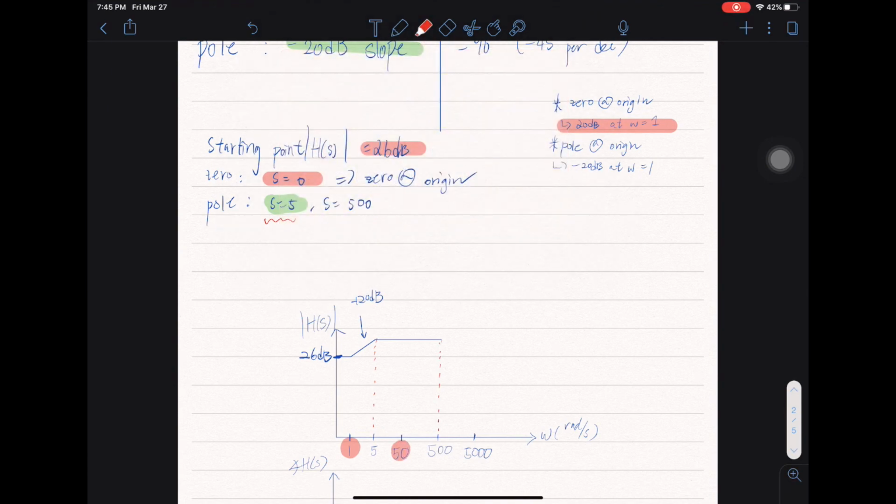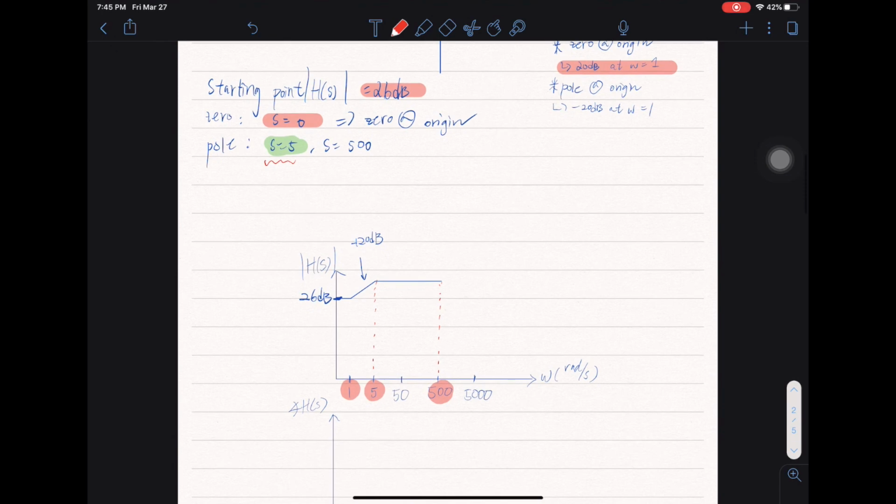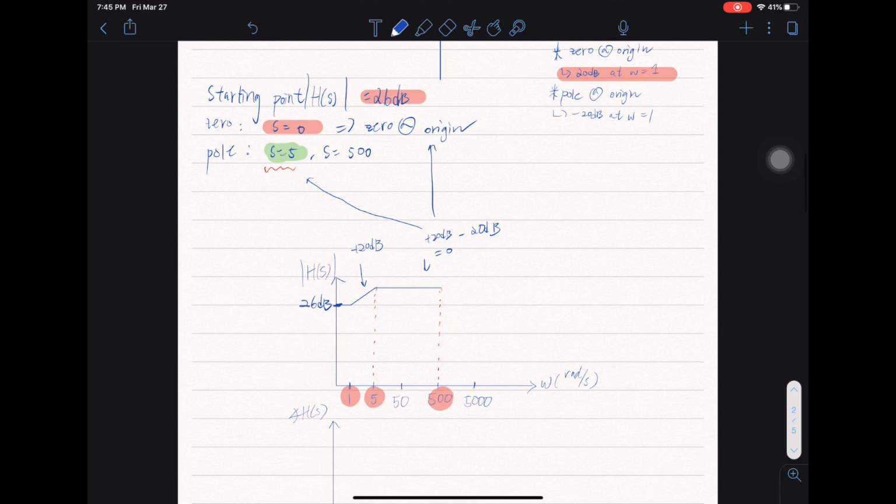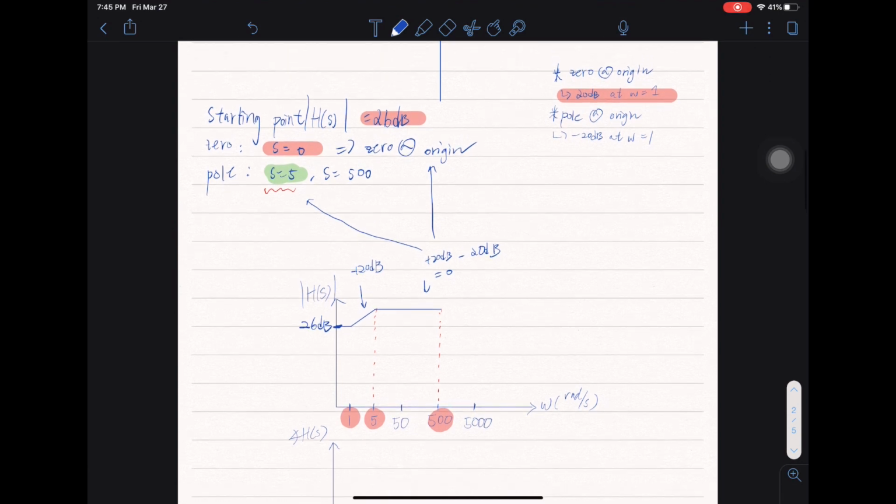So the red highlighter that I have here represents the pole or 0 that we actually have from the transfer function. So this one here, it's plus 20 dB from the previous 0 at origin, minus 20 dB from the pole, which is equal to 0. That's why we have a flat line. And then at s equal to 500, we have another pole. That's why we're gonna minus 20 dB. And at this point, we are going to minus 20 dB.